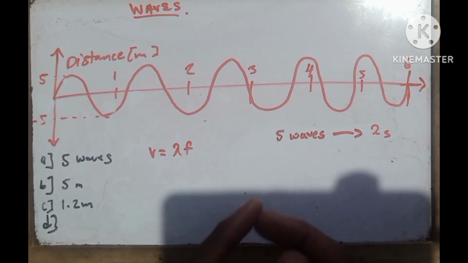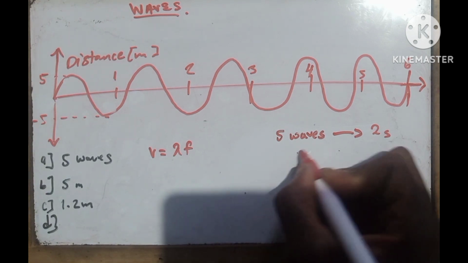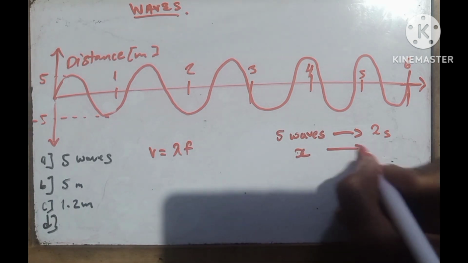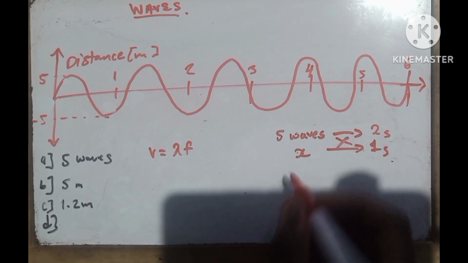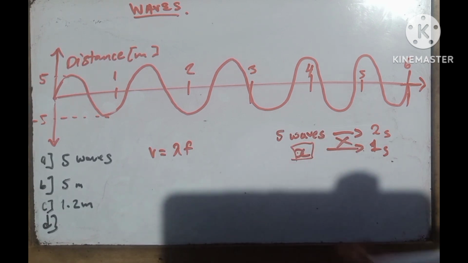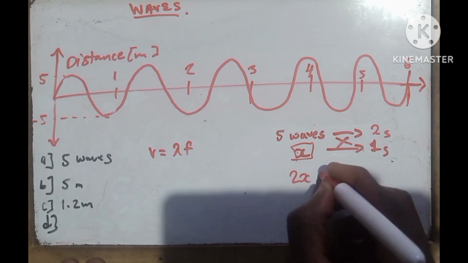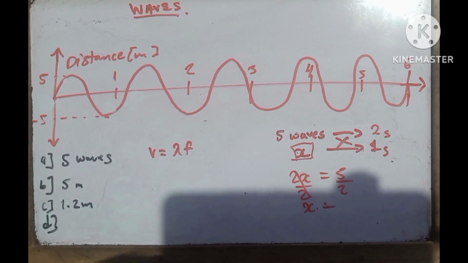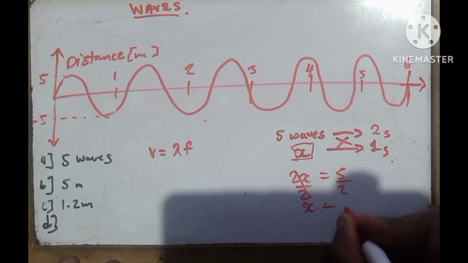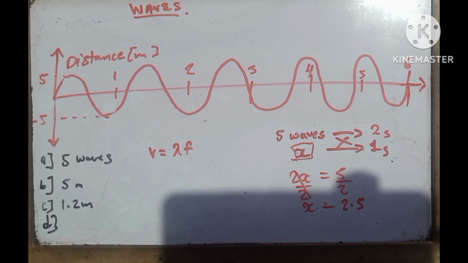But here we just want to find the frequency. And the frequency is the number of waves produced in a second. So we don't know the number of waves that are going to be produced in a second. So we have 1 here. We're going to cross multiply to solve for x, which is going to be our frequency. And we are going to have 2x is equal to 5. Dividing both sides by 2, we get 5 divided by 2. It's giving us 2.5. So that is our frequency.